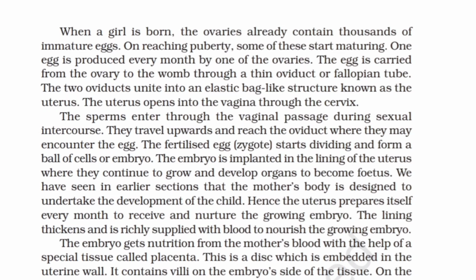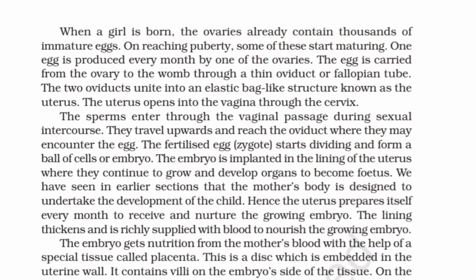The two oviducts unite into an elastic bag-like structure known as the uterus. The uterus opens into the vagina through the cervix. The sperms enter through the vaginal passage during sexual intercourse. They travel upwards and reach the oviduct where they may encounter the egg. The fertilized egg, zygote, starts dividing and forms a ball of cells or embryo. The embryo is implanted in the lining of the uterus where it continues to grow and develop organs to become a fetus. We have seen in earlier sections that the mother's body is designed to undertake the development of the child.